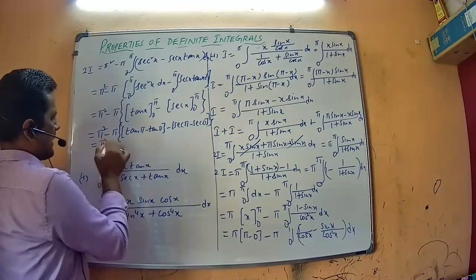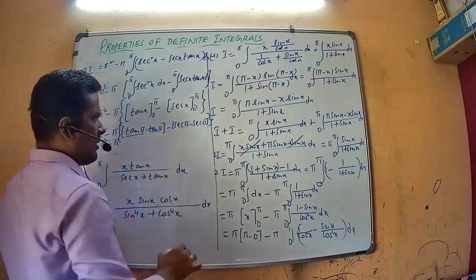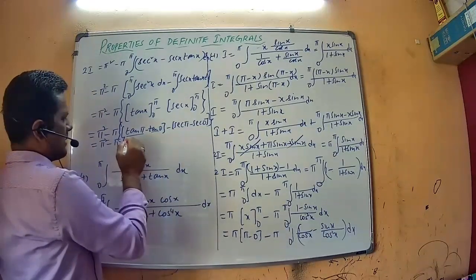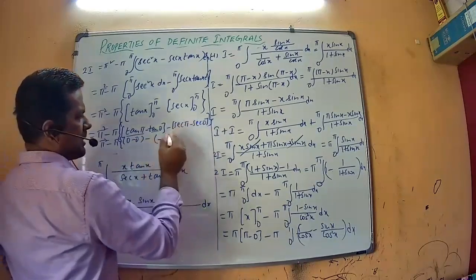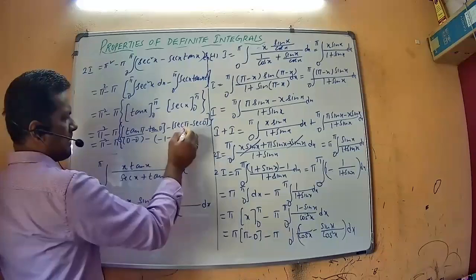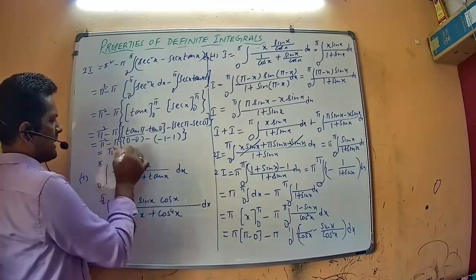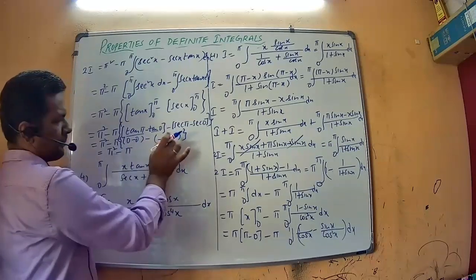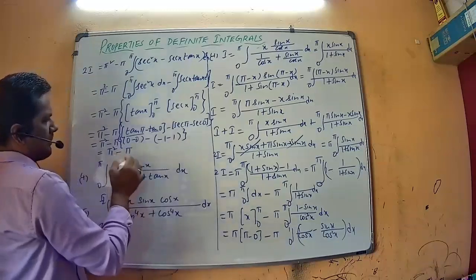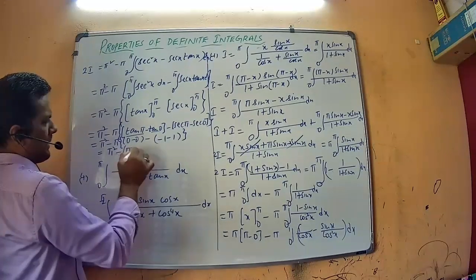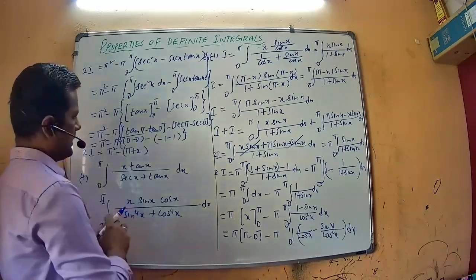So this is pi square minus pi into the value of tan pi is 0, tan 0 also 0. So this will become 0 minus 0. Here secant pi is minus 1, secant 0 is 1. So this will become minus 1 minus 1, which is minus 2. So this is pi square minus pi into minus 2. Minus 2 with the outside minus, minus or minus will become plus. So 2I is equal to pi square plus 2 pi. Yes.